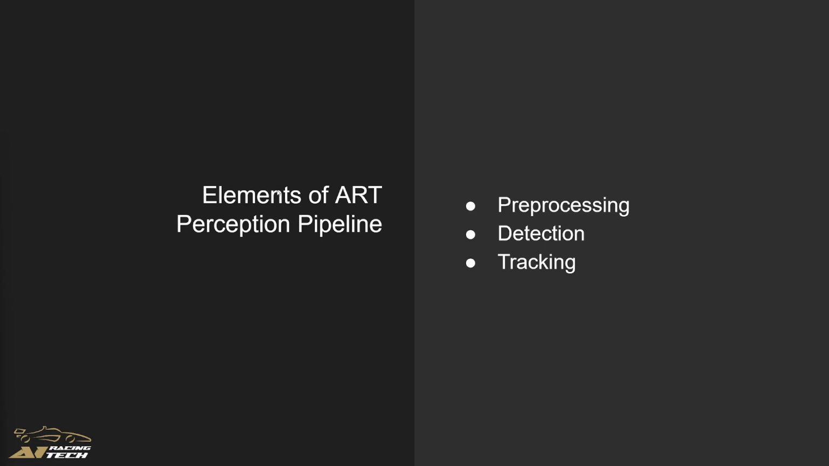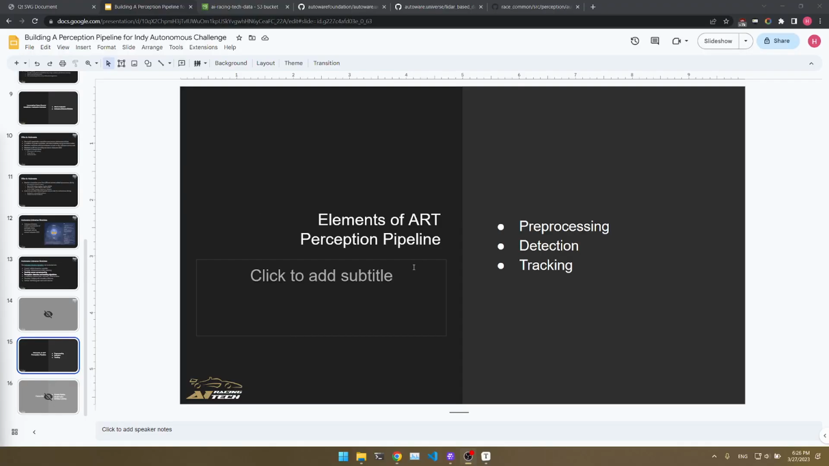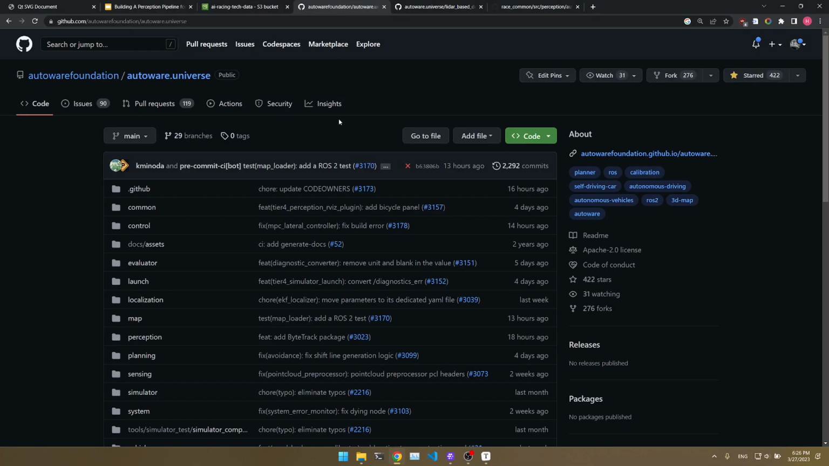So next up, we'll be diving deep into the ART repository. And basically, I'm going to give a walkthrough of how the perception pipeline was initially built. And this just includes a walkthrough process of how do you basically dig around in the Autoware Universe repository and find information that's related to your applications. So with that, let's head over to the Autoware Universe repository.